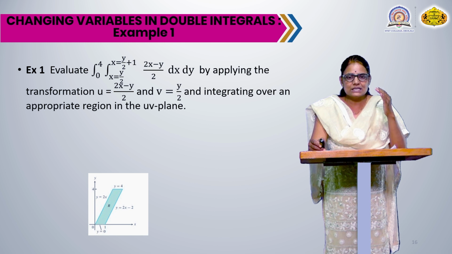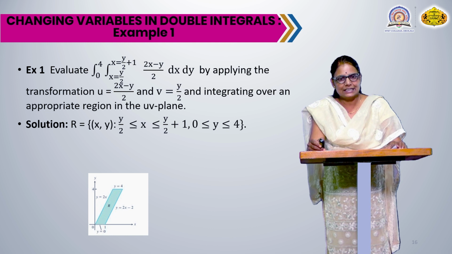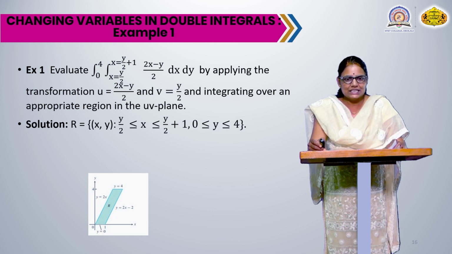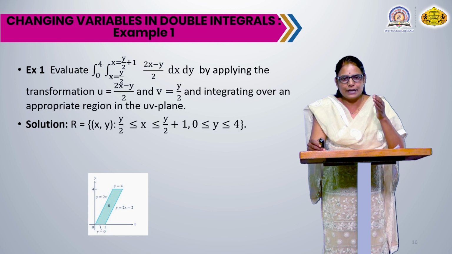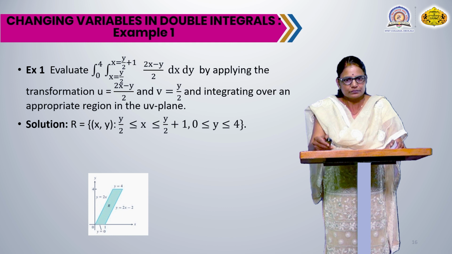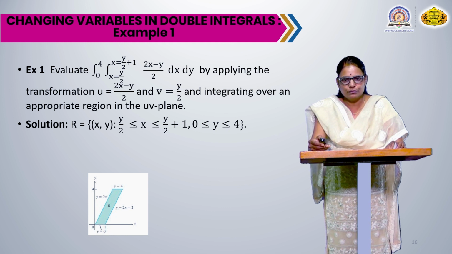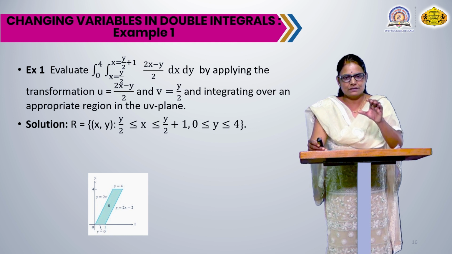So our first step, as the transformations are already given, is to identify the region R first. From the given problem, the region R, that is the region of integration, is the set of all ordered pairs (x,y) such that x varies from y/2 to y/2 plus 1. Limits are given here. And y varies from 0 to 4, that is, 0 is less than or equal to y is less than or equal to 4. So this is our region R.